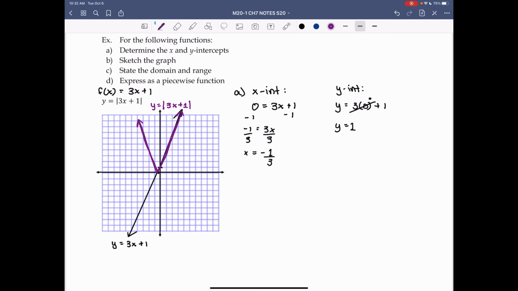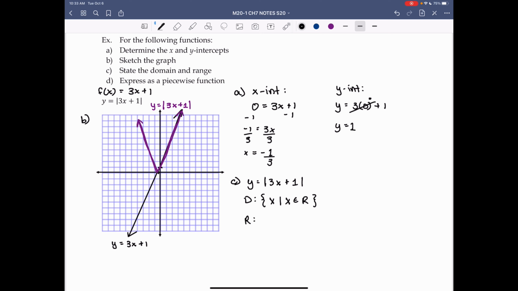Part C. State the domain and range for y equals absolute value of 3x plus 1. Domain would be what values of x are valid for this function. We can plug in any values of x. So x such that x is an element of the real numbers.